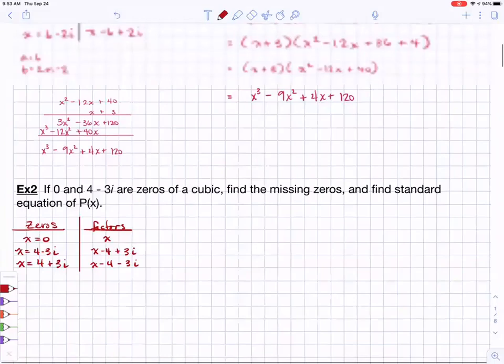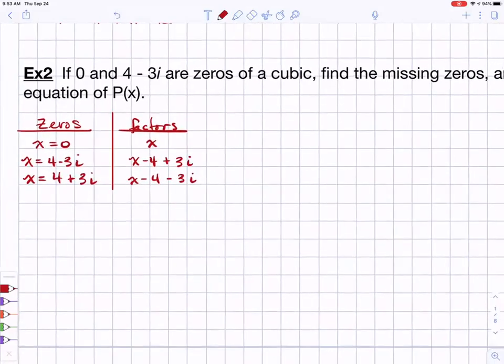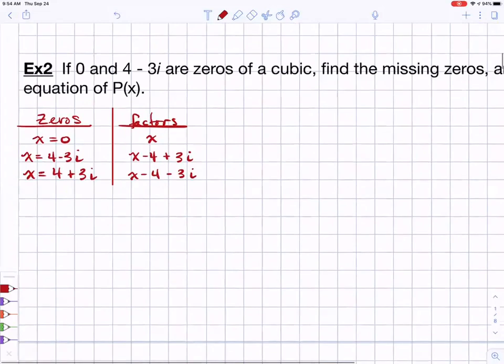All right. Now, let's see. So we got zeros of a cubic. It says find the missing zeros. I already did that. Keep reading. And find the standard equation. The standard equation is the one that's the not factored form, the one that looks like 17x to the fourth minus 5x cubed plus 3x squared minus 7x plus 4. That's standard form of an equation, okay?